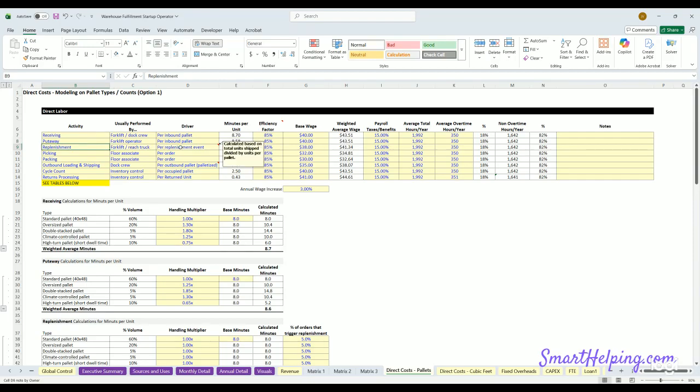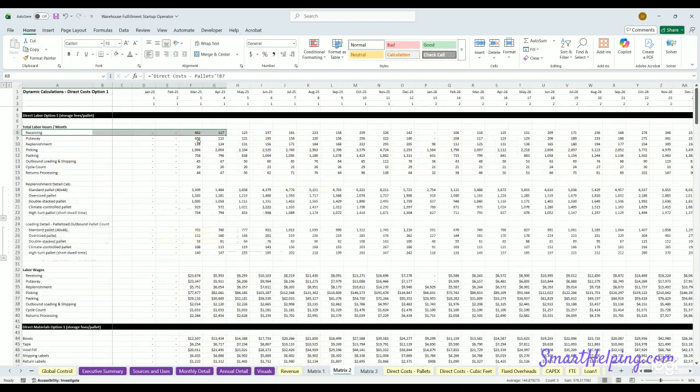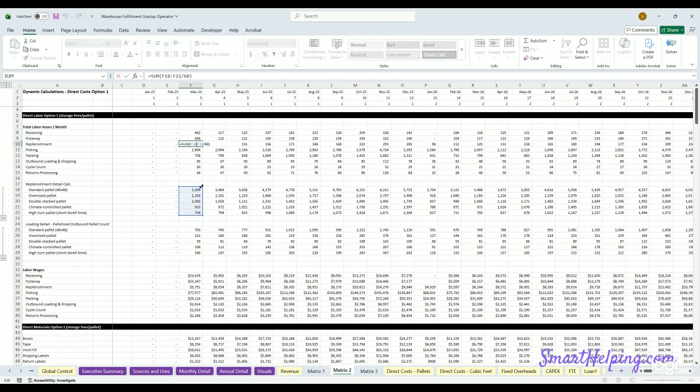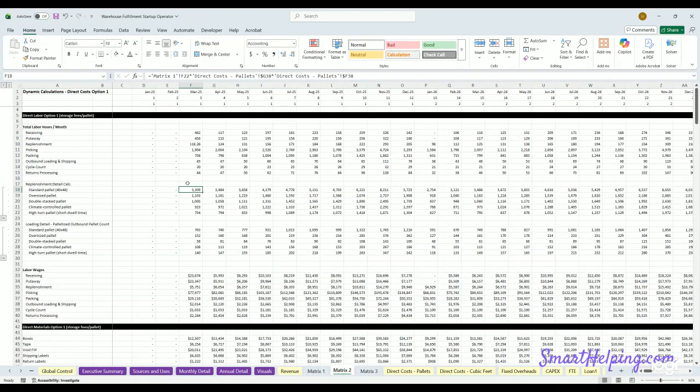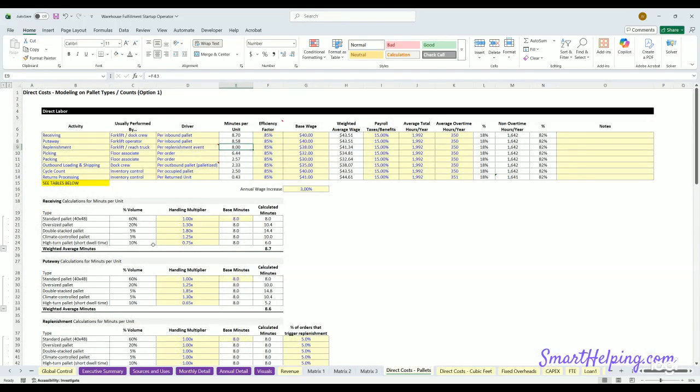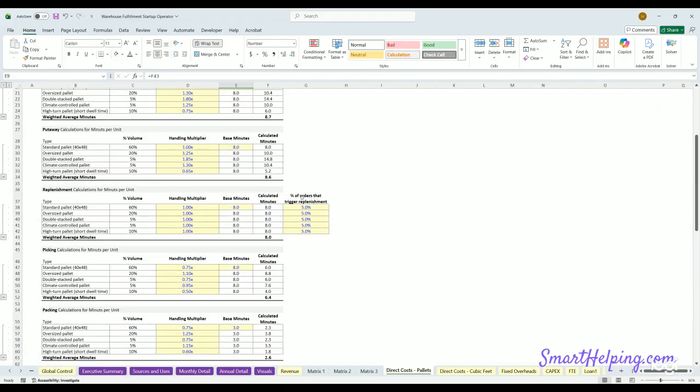So this is calculated based on the total units shipped divided by the units per pallet. Actually, I think I spent a lot of time on this one. Let's go to replenishment on here because I think I did change the calculation to make it more accurate. So what we did, the replenishment calc is taking F22, which is your orders per pallet per month, times G38. Here we go. So the percentage of orders that trigger a replenishment.